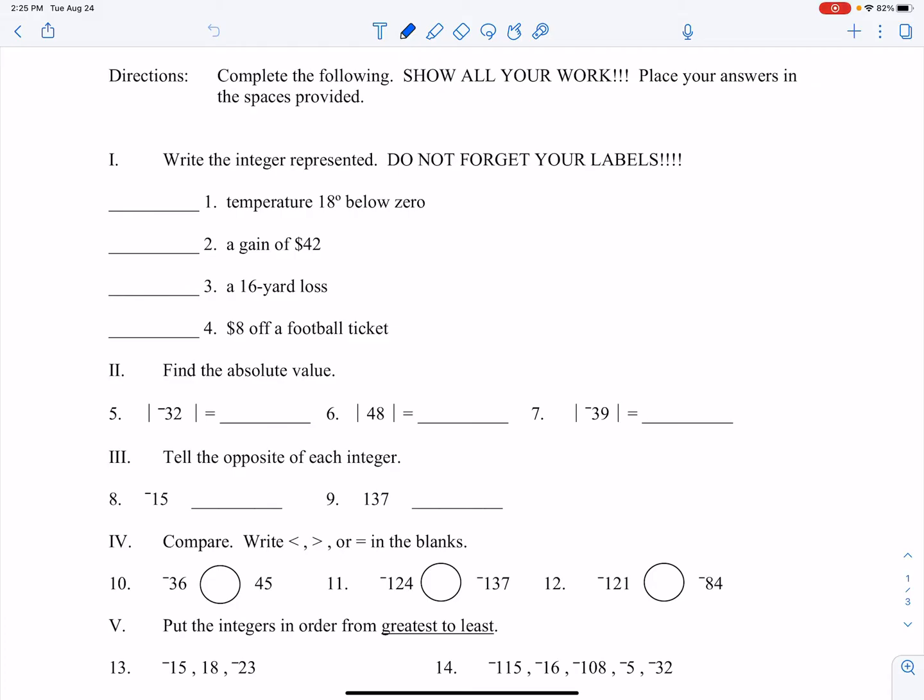So a temperature 18 degrees below zero is going to be negative 18 degrees. Number two, a gain of $42 is going to be, a gain is positive, so it's positive 42. A 16-yard loss is going to be negative 16 yards. And $8 off of a football ticket is going to be negative $8. Okay, so in each of these, do not forget your labels.